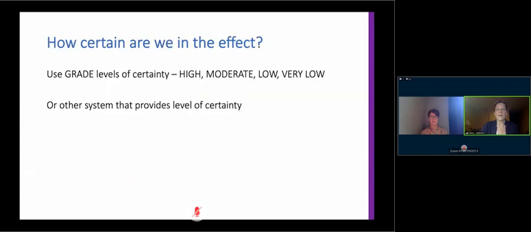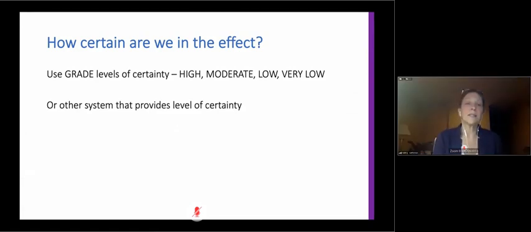And there are a variety of statements. The easy part was, when we're talking about certainty, let's just use what GRADE decides is high certainty, moderate certainty, low certainty, and very low certainty. But we also said that this system could equally apply to any other system that provides levels of certainty. And even better if that system also has 4 levels, because then it could map on really well. But this type of system could work with any other system that uses different levels of certainty.